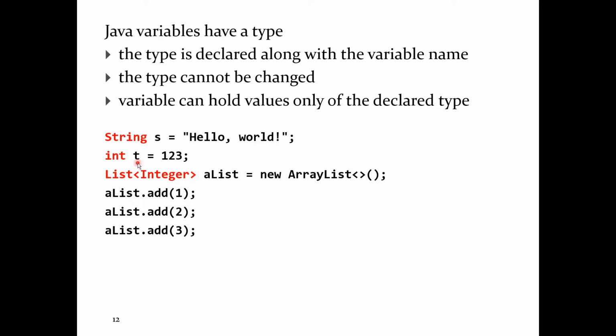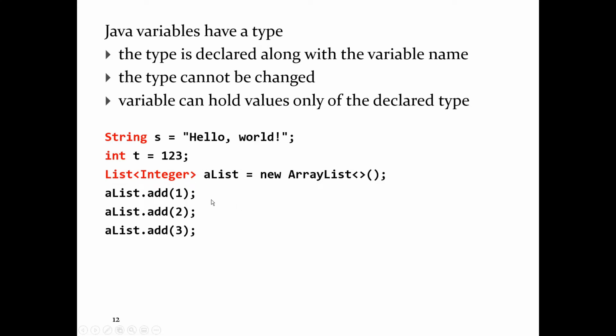Here I've got a variable called t. This is the first time I'm using the variable, so I have to say what its type is. So it's the int variable t, and I can store int values in t. So I can store the value 123. Here I've got a variable called aList, and its type is List<Integer>.